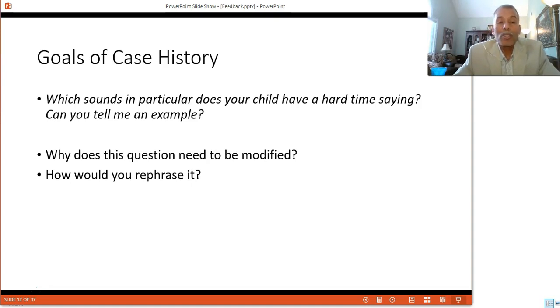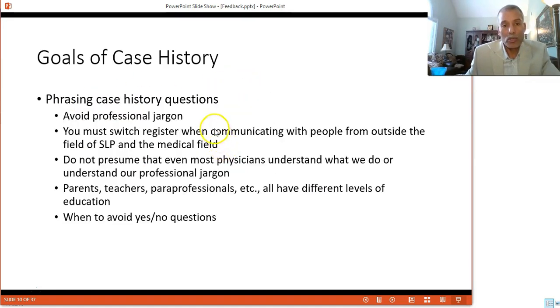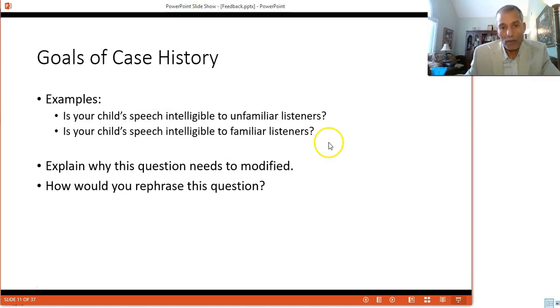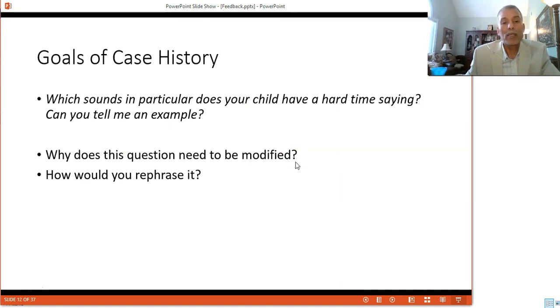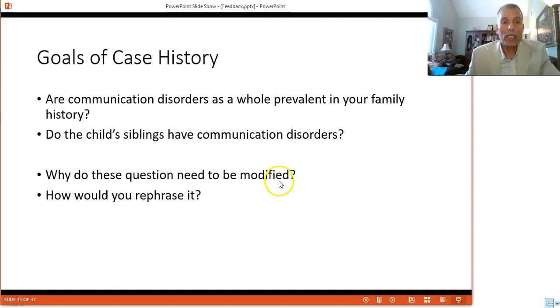It is your job to find out what these sounds are, and you will be more accurate. What will you do with the information if the parent says, yeah, he has difficulty with this and this and that? You will find it your way anyways. So how do you phrase this question? You need to phrase it in a way, as I showed you here, to identify the problem in the question and make it more meaningful for your purposes, for the goal of the case history.